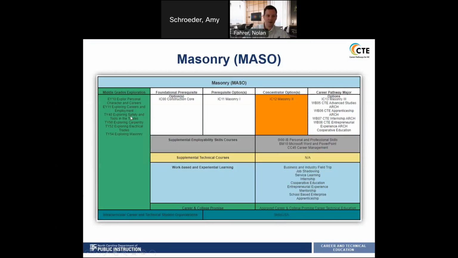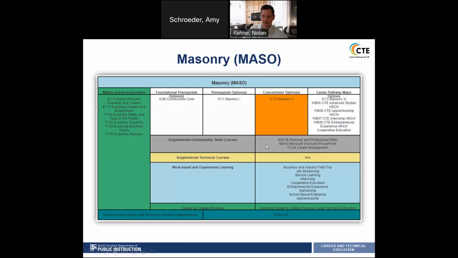There are middle grades exploration courses for T&I. We have a lot of different things going on. I think there's about 5 or 6 courses right now: masonry, electrical, carpentry, safety, and tools in the trade. And there's another one that I think we're working on as well coming up. So there's some great middle grades exploration all the way to apprenticeship and advanced studies opportunities.